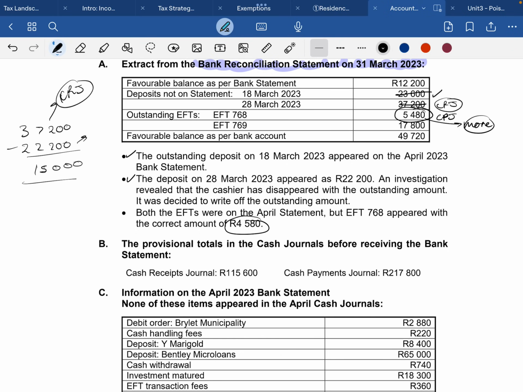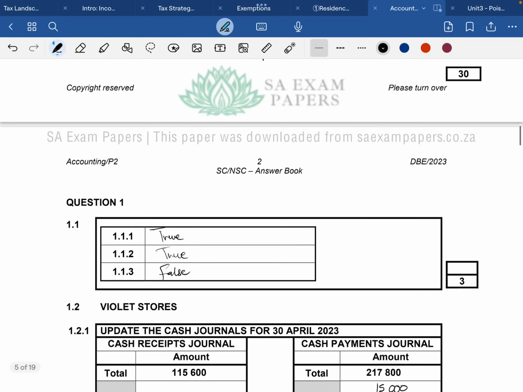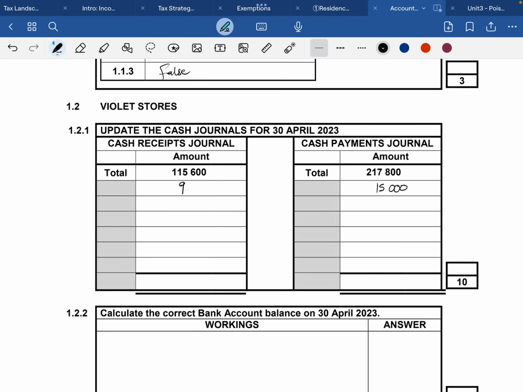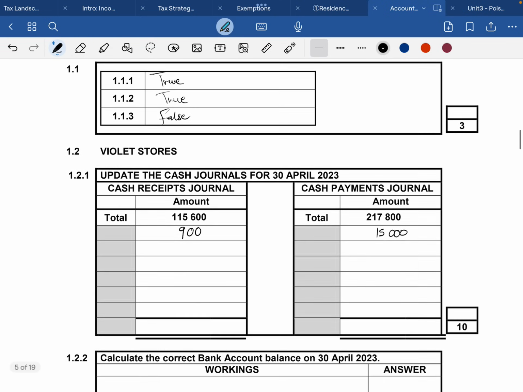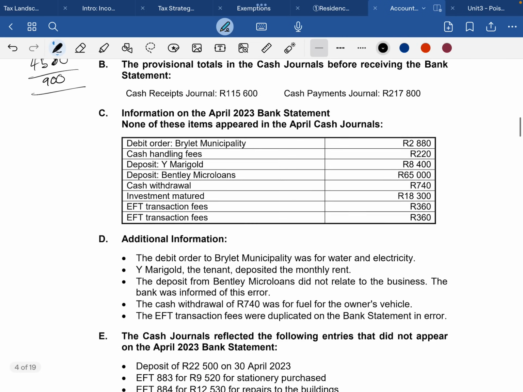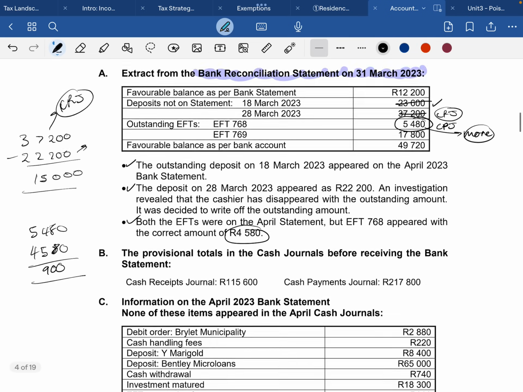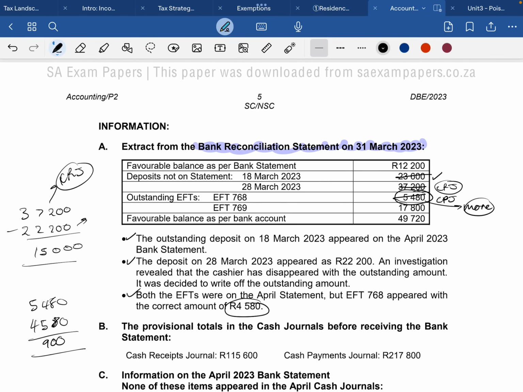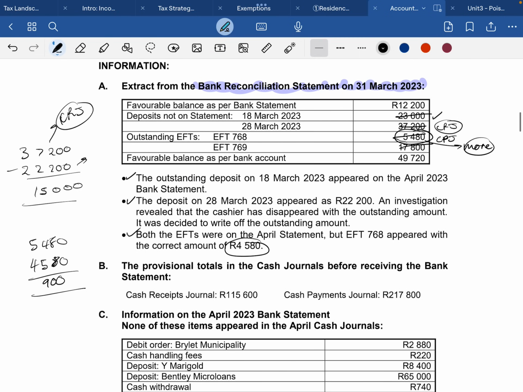So now we are going to account for the difference of 5,840 and 4,580. So the difference here would be 900. So this was a payment initially, and when you have overstated a payment, you then reverse that payment on the CRJ. So we have a CRJ reversal at 900 there because we are the ones who made an error, right? So that's cleared. And then this one is also cleared.